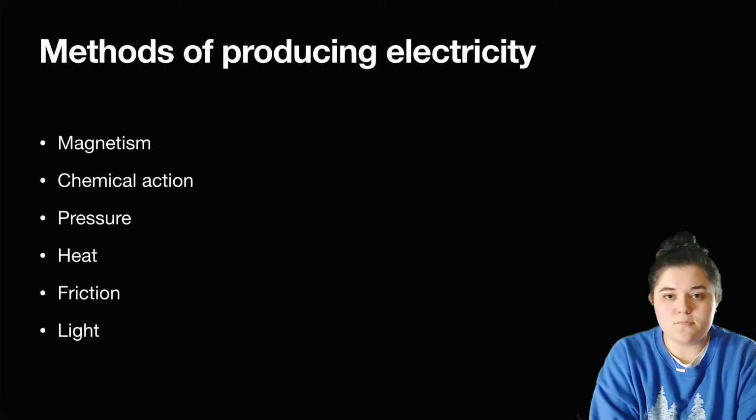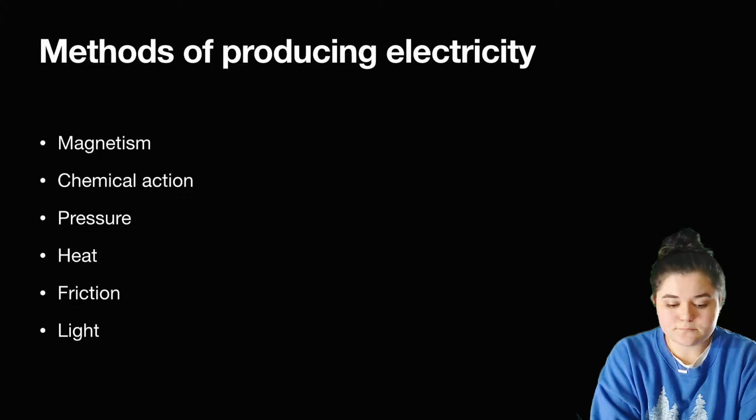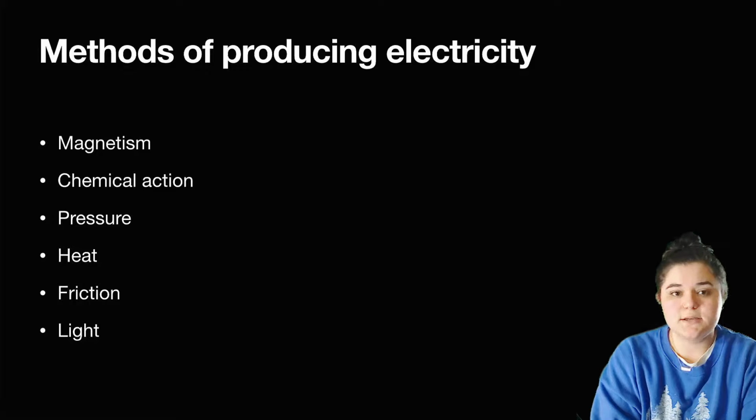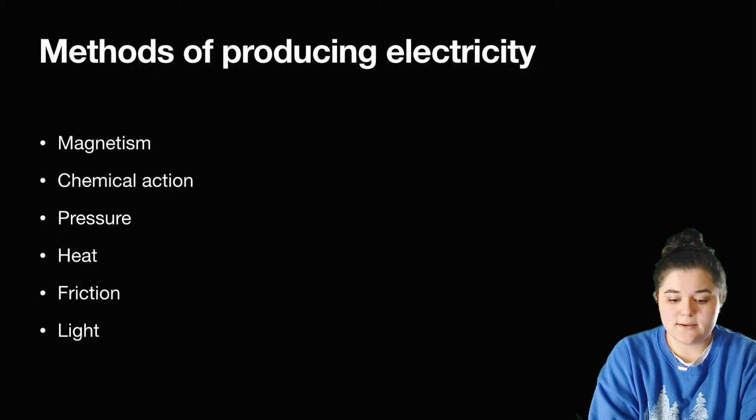There are a few methods of producing electricity, and those are going to be magnetism, chemical action, pressure, heat, friction, or light. Of those 6 methods, magnetism is the most common for producing electricity. Electromagnetic induction is the operating principle of all generators and alternators. You'll learn that further down the road.